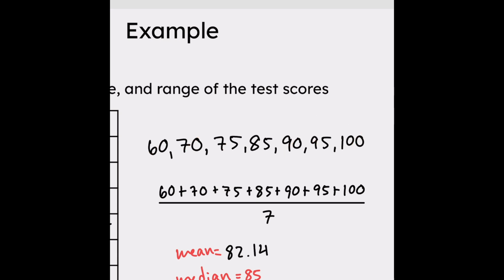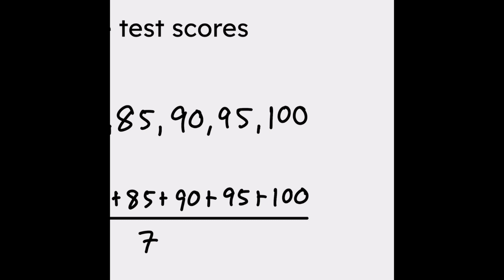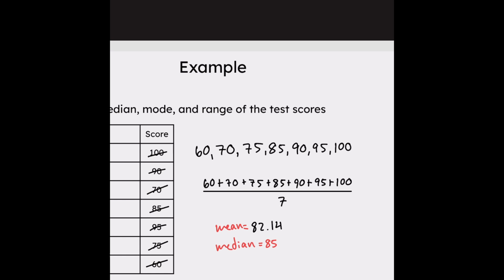Remember that the mode is a value that occurs most frequently. So let's see, we have 60, 70, 75, 85, 90, 95, 100. In this case, there's actually going to be no mode because all the values occur exactly once. No value occurs more than other values, so there is no mode. Although if, let's say, another student scored 100, then 100 would be the mode because that would occur the most times. But in this case, there's no mode because all values occur one time.